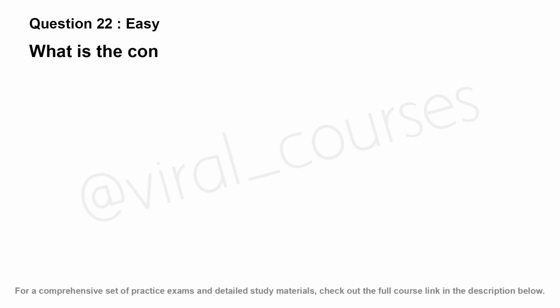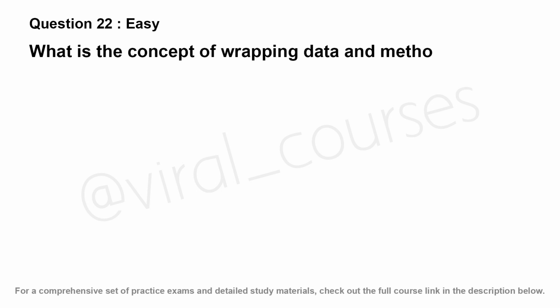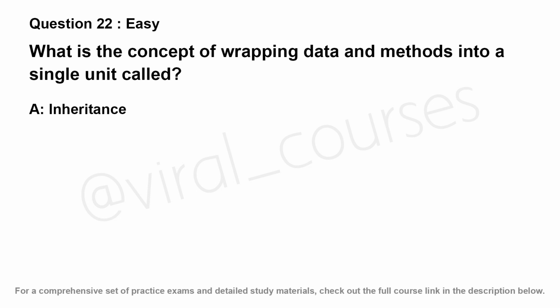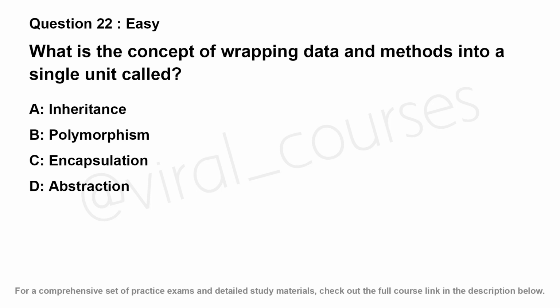What is the concept of wrapping data and methods into a single unit called? Option A. Inheritance. Option B. Polymorphism. Option C. Encapsulation. Option D. Abstraction.